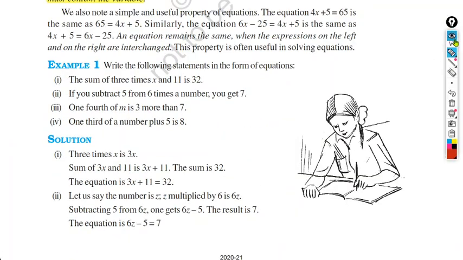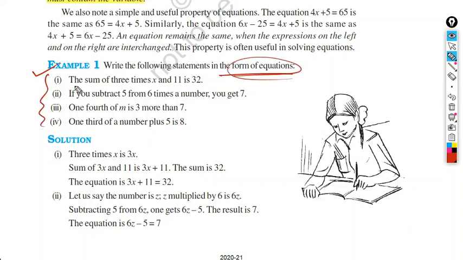Example 1 we'll discuss. Here in example 1, write the following statements in the form of an equation. So there are some statements, and we'll write them in the form of an equation. Let's start with the first one. Sum of 3 times x and 11 is 32. So, 3 times x. What do you mean by 3 times x? 3 into x, or you can say 3x.